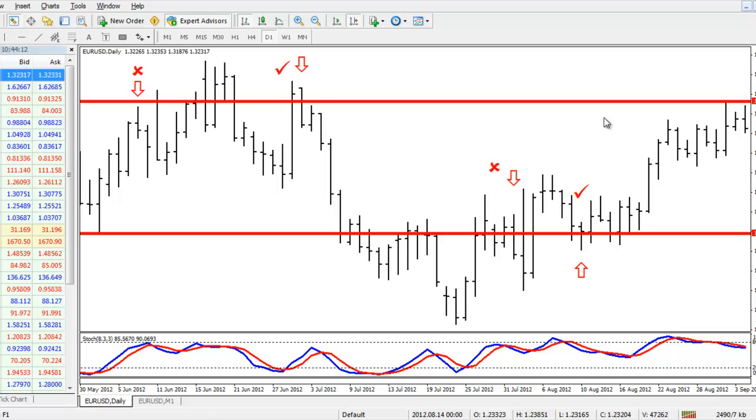We're not going to look at exits at this point just yet. There's a separate section on targets and exits from trades a little bit later on. But for now, we're just looking at the price action signals off of the levels themselves.